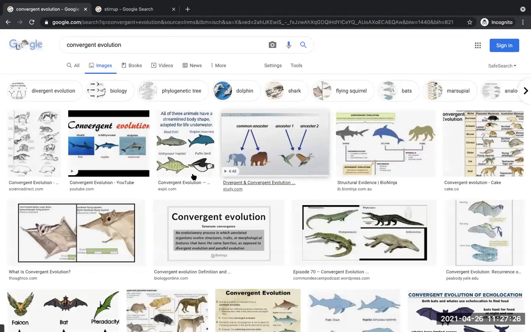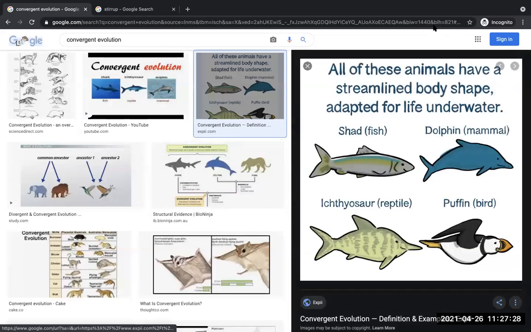So analogous structures, an example of that would be this fish having the same shape as a mammal. And then the penguins also have the same body shape. And then this reptile also has the same body shape. All these have the same body shape, but they don't have it because they have a same ancestor, or shared ancestry. They belong to different groups. It's a fish, it's a mammal, bird, reptile.